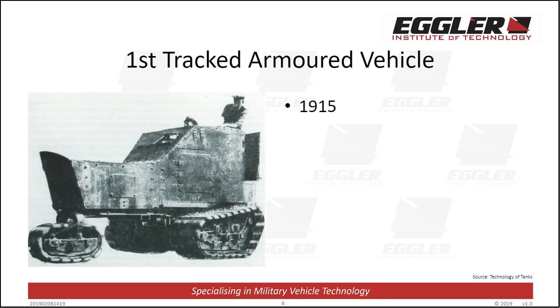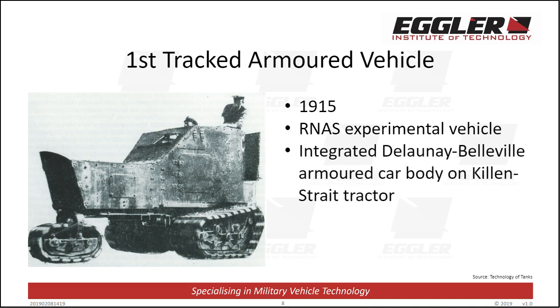In 1915, we saw the design and development of the first tracked armoured vehicle by the Royal Naval Air Service. This vehicle integrated the British Delaunay Belleville armoured car body onto the American Killen straight tractor. As you can see, it's a rather large and awkward-looking vehicle. Of note, we can see the integration of track technology to provide mobility on difficult terrain, and the use of a heavy armor plate to provide protection to the crew. It was a novel design for its time, but the project was abandoned as it turned out to be a blind alley, with the vehicle unable to meet all-terrain warfare requirements.